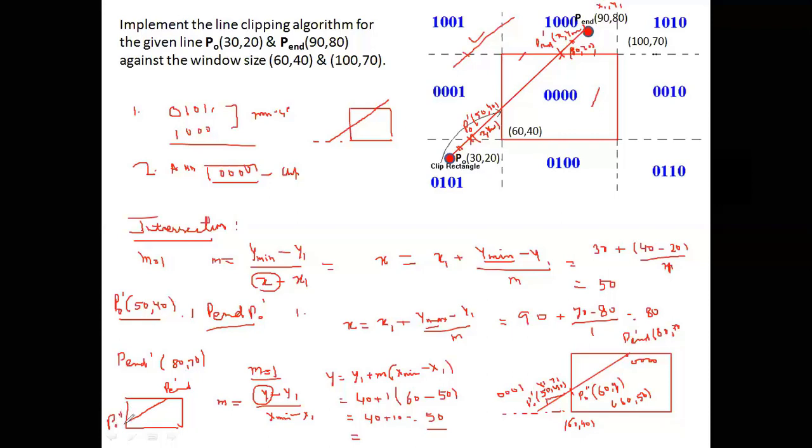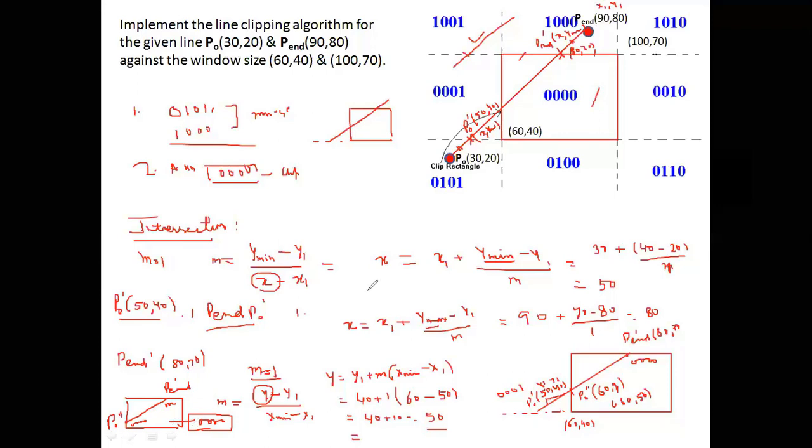Now after this also we will execute the Cohen-Sutherland line clipping algorithm. The endpoint of P naught is lying within the visible region, so the output will be all zeros, and the output of this endpoint will also be all zeros. Then we perform the second step, the OR operation between the endpoints, and it gives all zeros, so it can be trivially accepted. These are the steps to clip this line across this window.